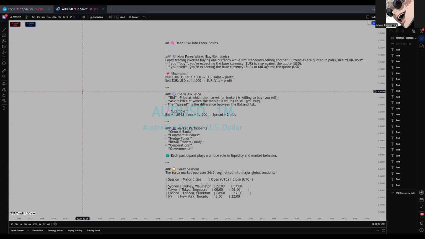So we have the bid and the ask price. We talked about this yesterday, and I feel this is a much better example of the bid and the ask price, where the bid price is the price at which the market or a broker is willing to buy, while the ask price is the price at which the market is willing to sell.